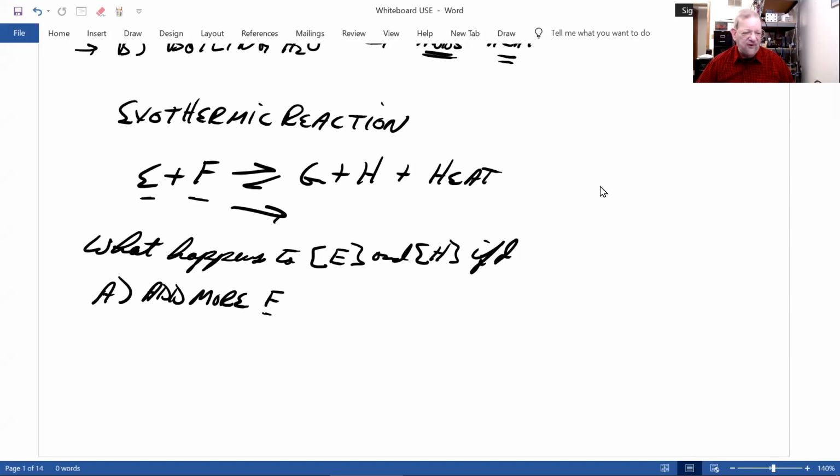Now, when E and F react, F is consumed, which lowers the excess, and E is consumed. When something is consumed, the amount you have decreases. Goes down. How does it decrease? It makes more G and H. Therefore, if you make more of something, the amount you have increases.